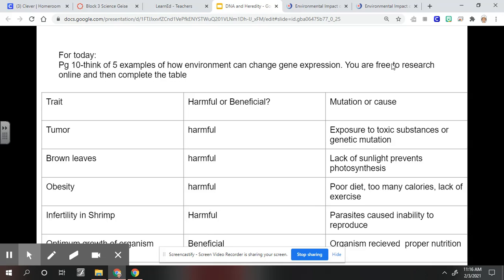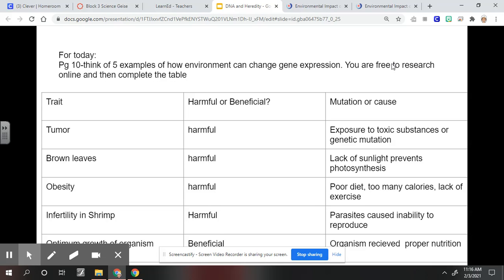That's something that shows up. It's expressed in an individual. It can be in an animal or a human. Is it harmful or beneficial? That would be harmful. And it could be caused by a myriad of different scenarios, but exposure to toxic substances or genetic mutation is definitely a possibility.